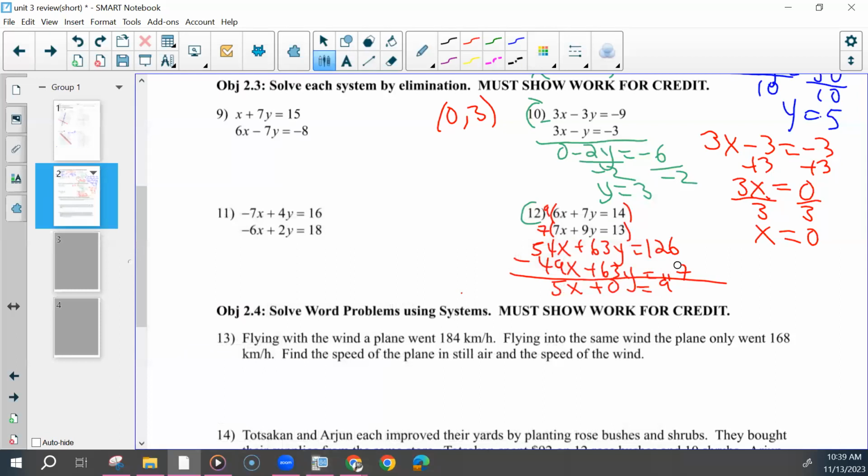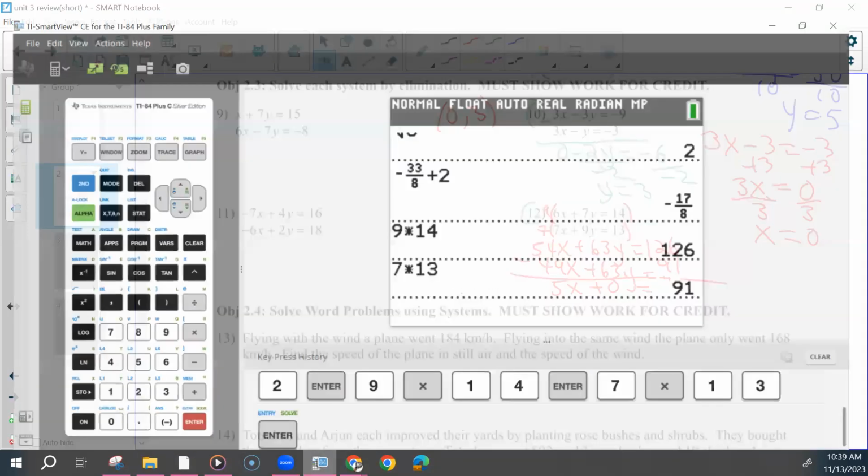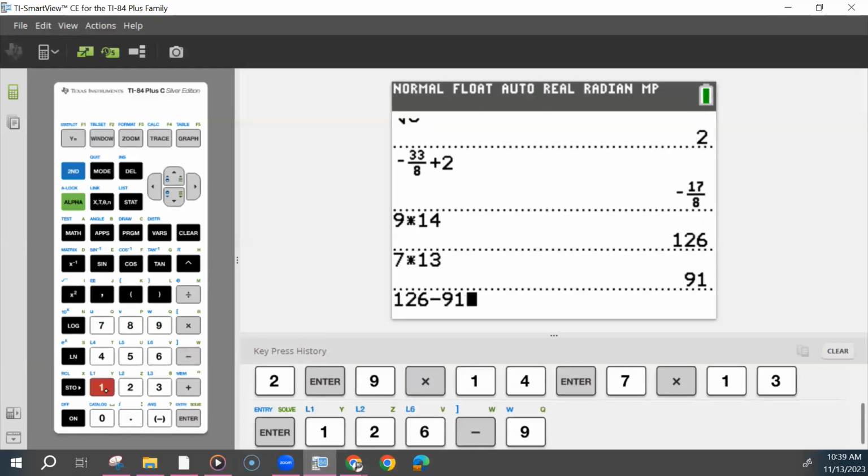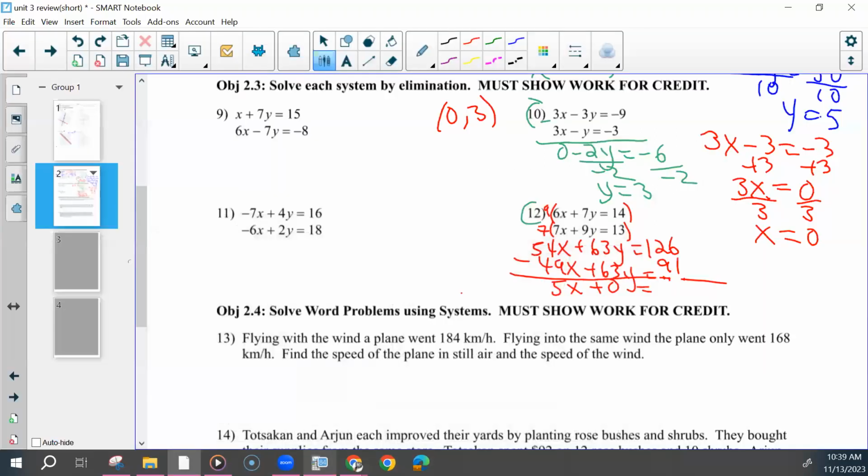This is supposed to be 91. And then that would be 35. Okay. And then divide both sides by 5. So that x equals 7.